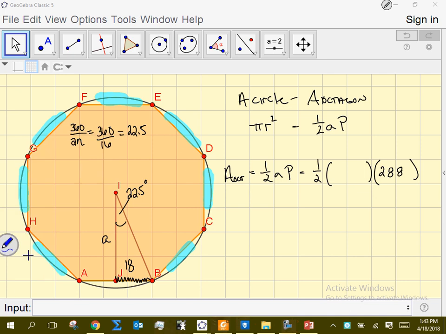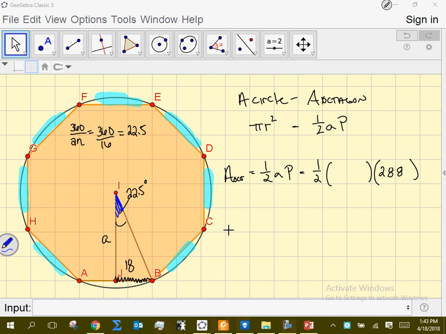Why did you divide by 16? I thought you divided by 8. We divide by 8 to get that blue angle, but I'm only interested in half that blue angle. So now I divide by 2, and that will give me 360 divided by 8, and then that quotient divided by 2 is the same thing as 360 divided by 16.